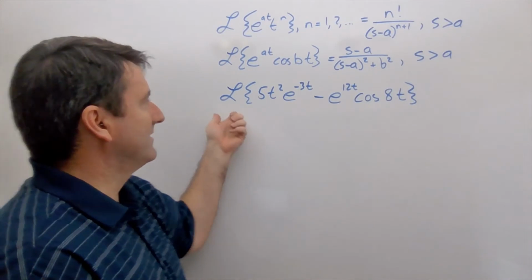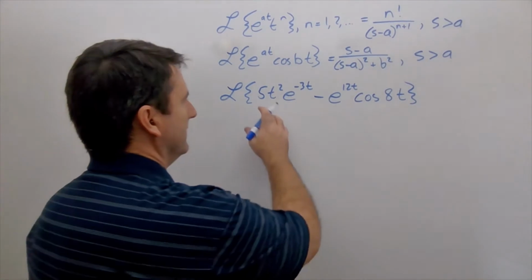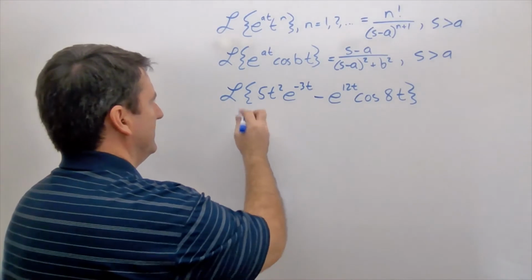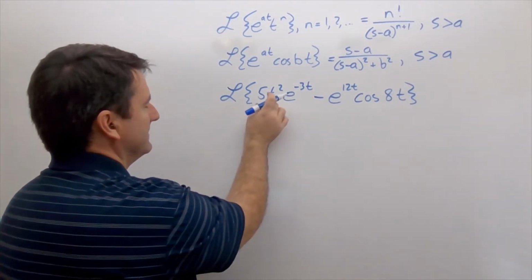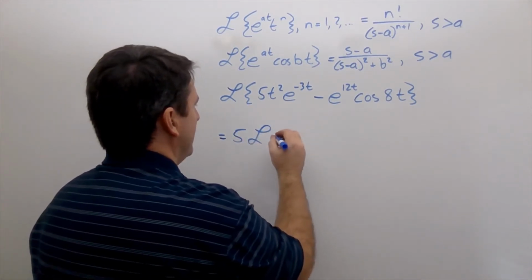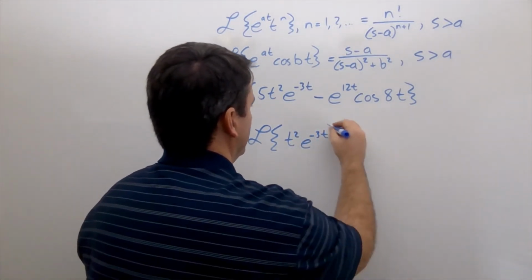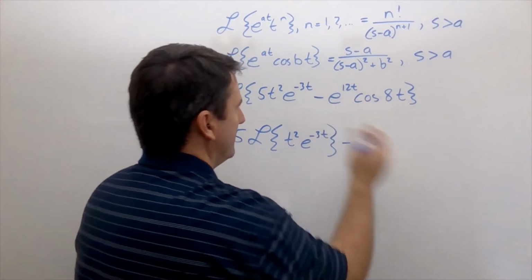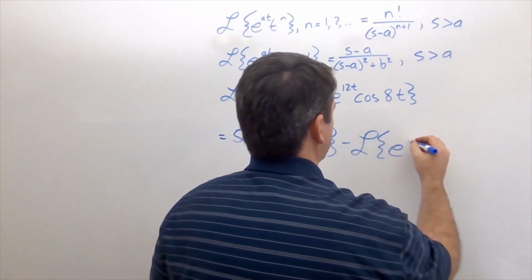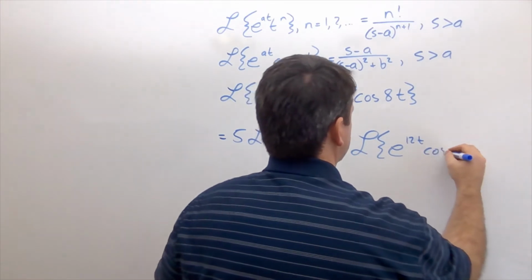And then we're asked to find the Laplace transform of this here. So just as we did in the last example, we're going to split this up. We're going to bring this constant out front. So this is equal to 5 times the Laplace transform of t squared e to the negative 3t minus, there's no constant here, but this is the Laplace transform of e to the 12t times the cosine of 8t.